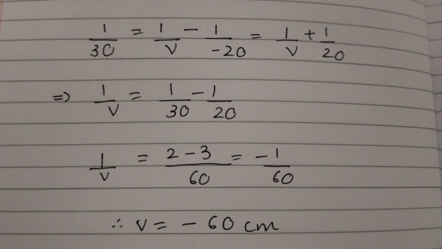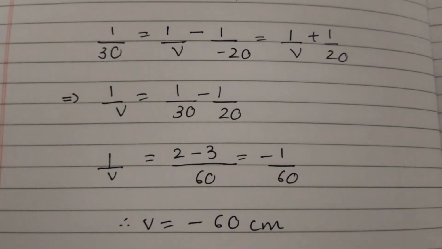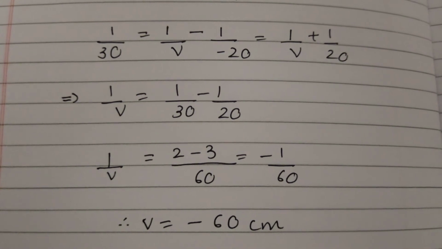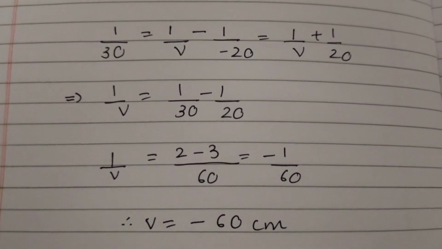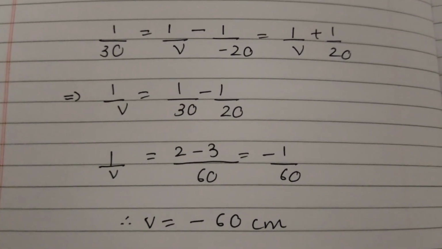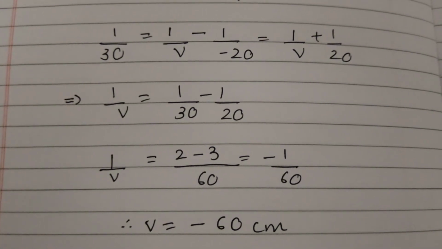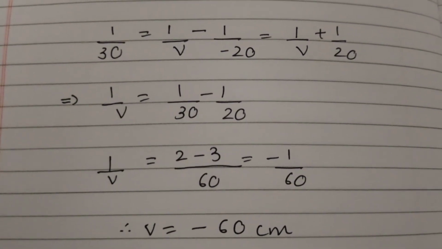As expected, because the object is lying between focus and optical center of the lens, or between focus and lens, the image has to be virtual and erect, and it has to lie in front of the convex lens only where the object is lying, and hence V is coming negative. V is minus 60 centimeters.